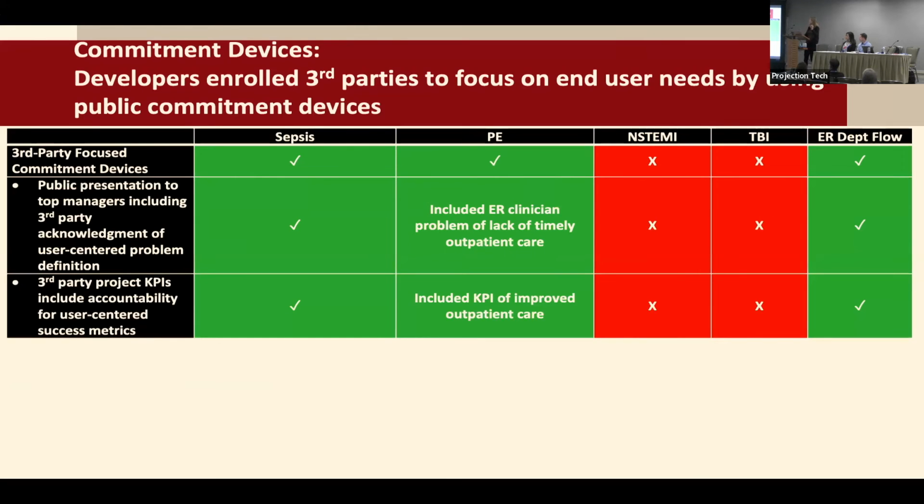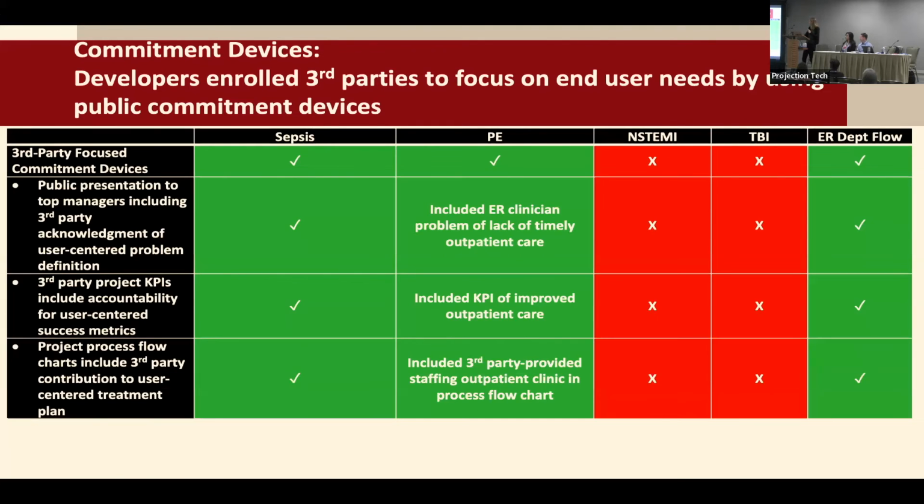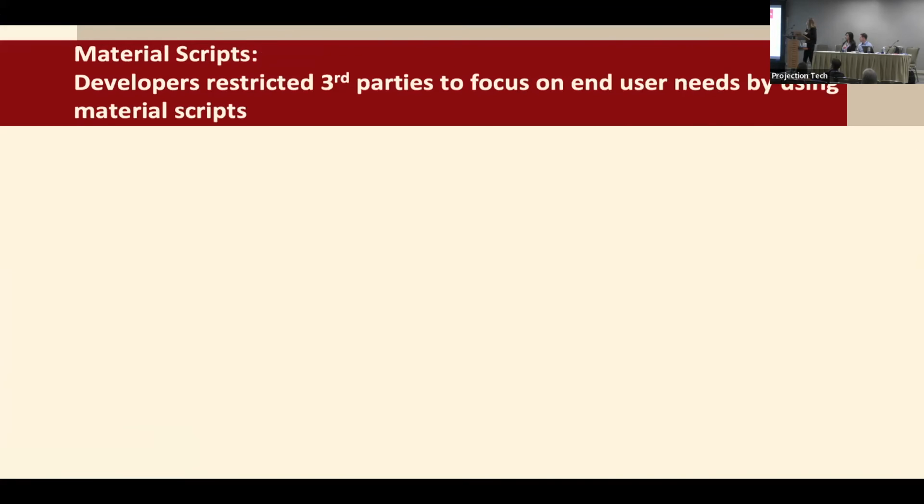Also, they made them include KPIs, key performance indicators, from the end users. Here, the end users really wanted to make sure that they measured how good the outpatient care was if they did do this discharge. And then finally, they included process flow charts that showed that the third parties needed to contribute to the solution, in this case, by providing that outpatient care. Again, I know I'm going through it fast, so this is just to hopefully whet your appetite.